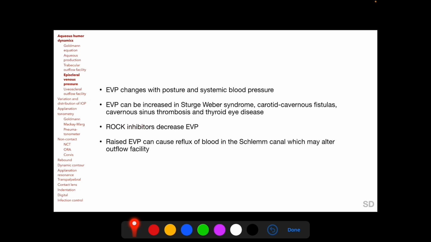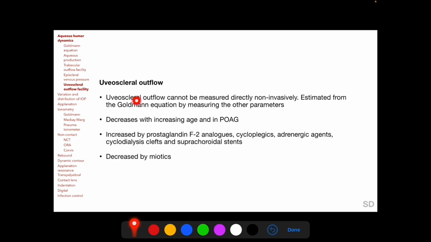ROCK inhibitors, a recently introduced anti-glaucoma medication, can decrease intraocular pressure by decreasing episcleral venous pressure, and raised episcleral venous pressure can cause reflux of blood in the Schlemm's canal, which may in turn alter outflow facility. Uveoscleral outflow cannot be measured directly non-invasively, and it is estimated from the Goldmann equation by measuring the other parameters.